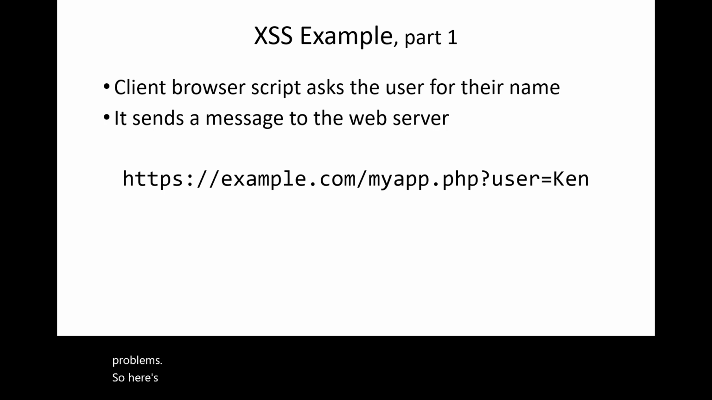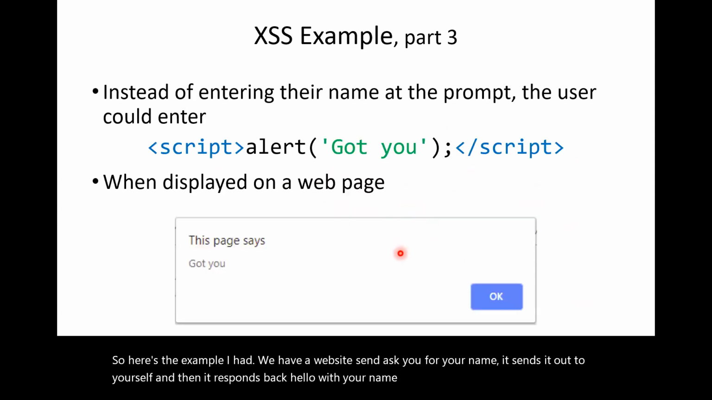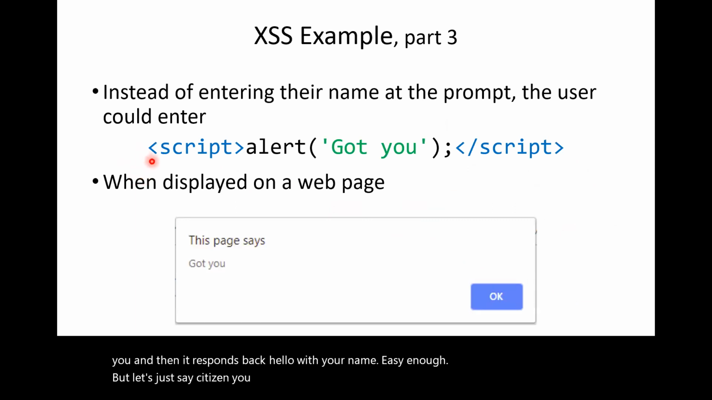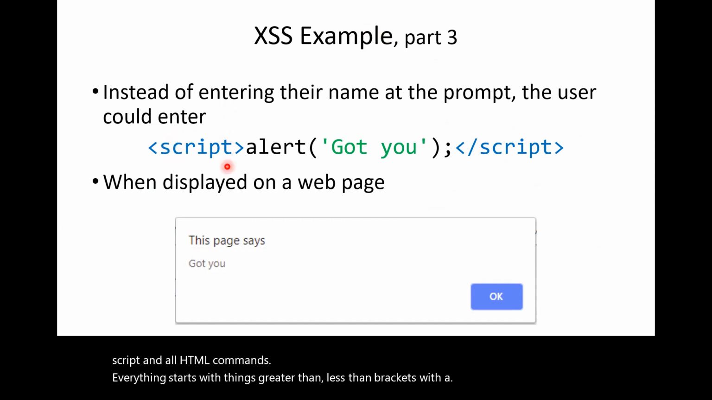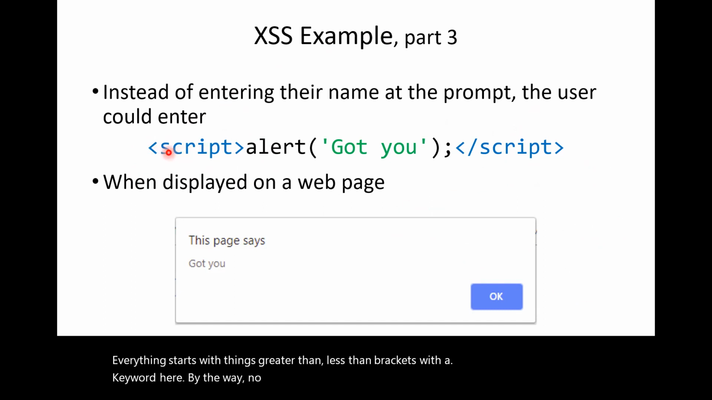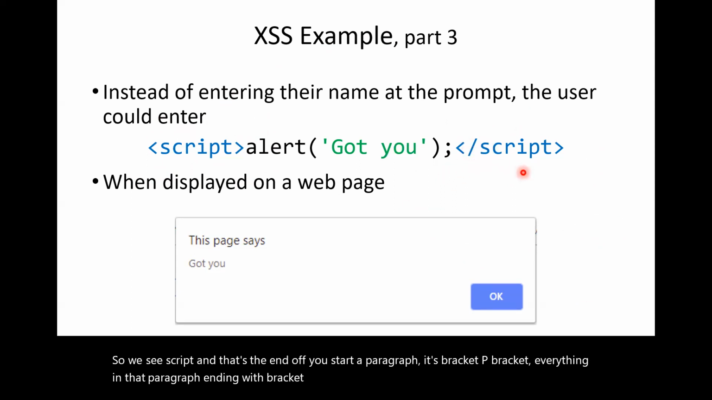So here's the example I had. We have a website that asks you for your name, it sends it off to the other side. And then it responds back, hello with your name. Easy enough. But let's just say, instead of sending your name, I put bracket script, ending with the end script, and all HTML commands. Everything starts with a less-than bracket with a keyword in it. By the way, no space between the bracket and the first letter. That causes problems. So you say script, and at the end, so if you start a paragraph, it's bracket P bracket, everything in that paragraph ending with bracket /P. Slash says this is the end of that term. So they have to match.